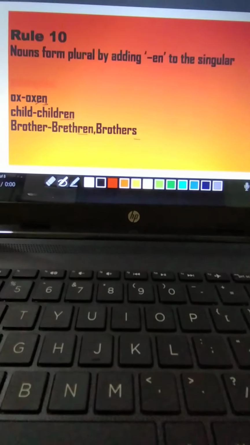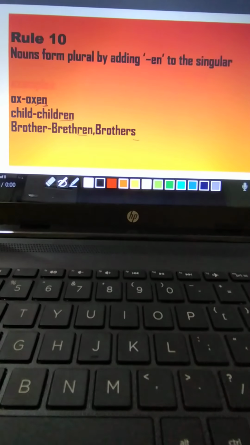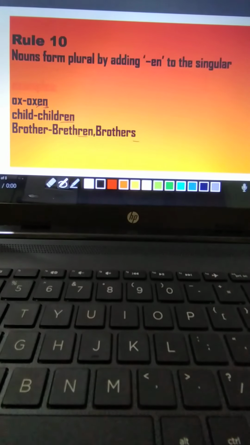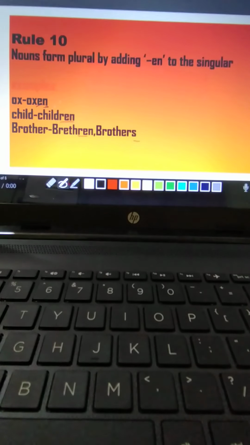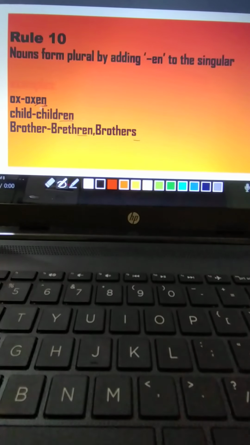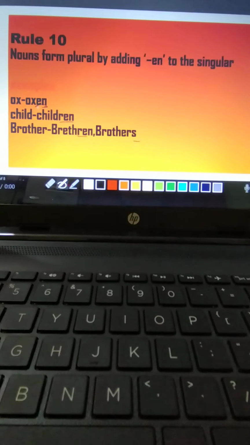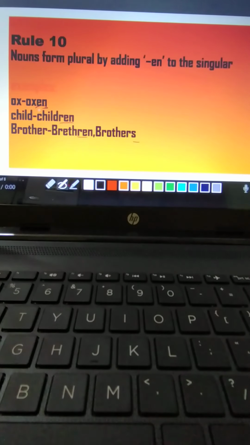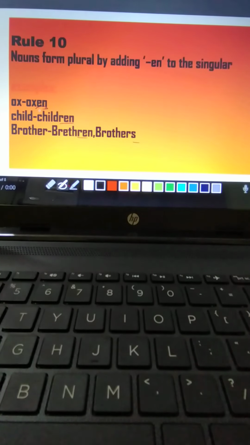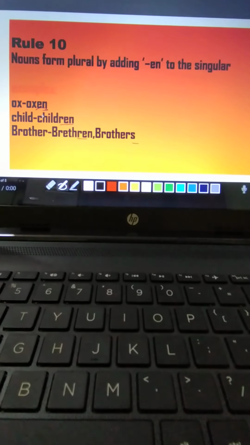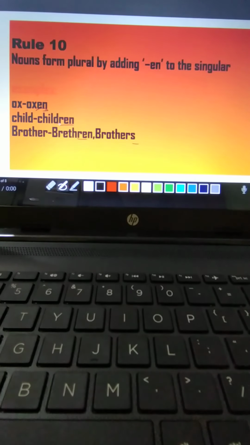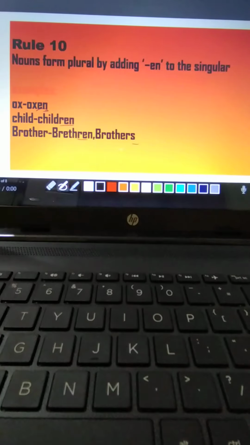Now rule number 10 is very simple students. You just need to add en or ren to the noun to transform singular noun into plural noun. So students, here are a few examples only, it's not the last and it's not all. You have got a lot of examples given in your book. Please refer to the book while you're sitting and watching this video. Please keep the book right in front of you so that you can relate to what I am explaining. Right? Ox, oxen; child, children; brother, brethren, brothers.